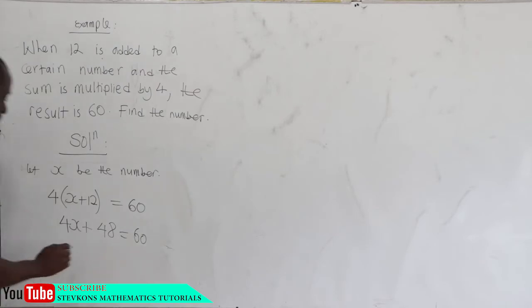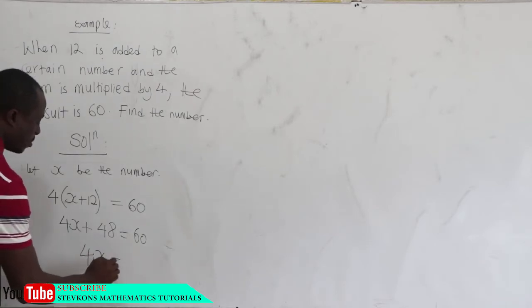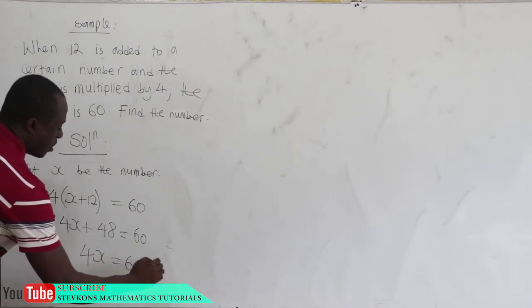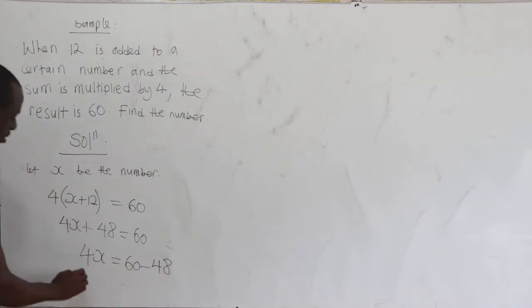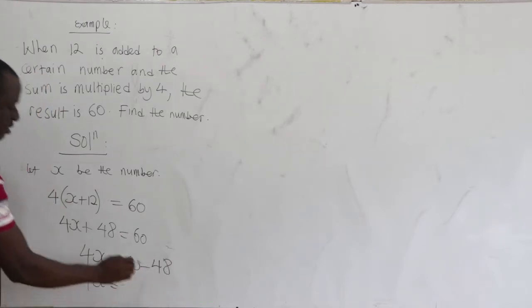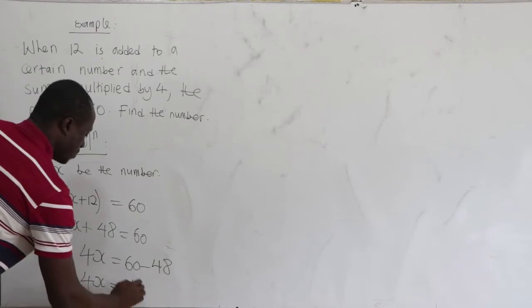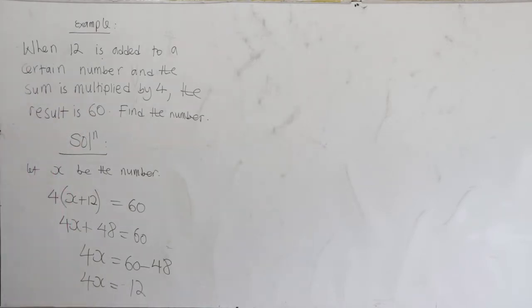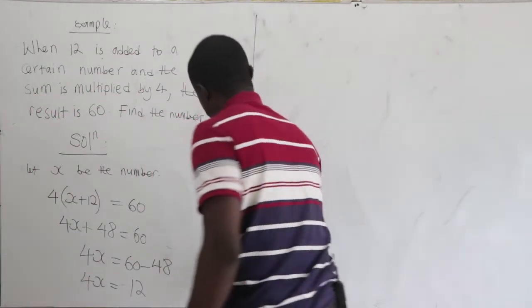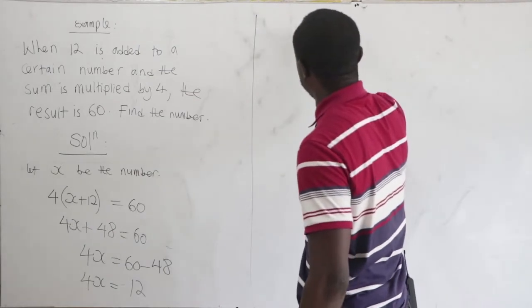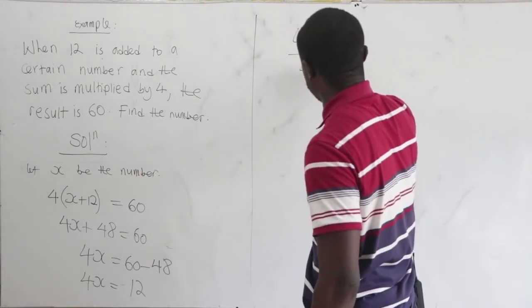We want to find x. So we group like terms: 4x equal to 60 minus 48. 60 minus 48 is 12. We want to find x, so we divide both sides by what is multiplying the x, which is 4.